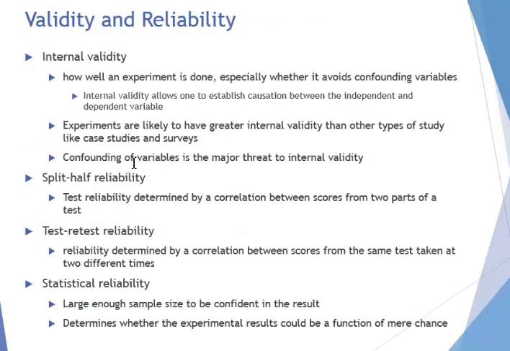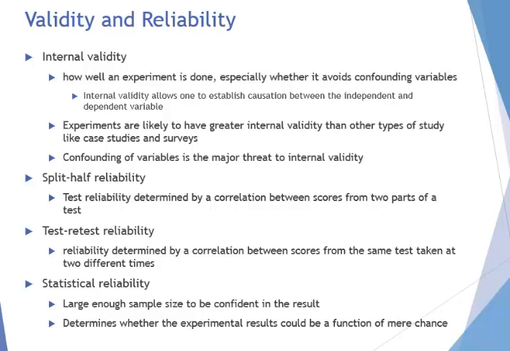Other types of validity, well, the first type is something that we already discussed. Internal validity, again, is how well the experiment is done, especially whether it avoids confounding variables by controlling for them, by establishing good control groups that are similar enough to make sure that other variables don't affect the experiment. Experiments are likely to have greater internal validity than other types of study, like case studies and surveys, again, because they have good controls. In case studies, when you're studying an individual and how that person behaves, you may not have a good baseline of behavior. There may be confounding variables. And the same thing is true with surveys.